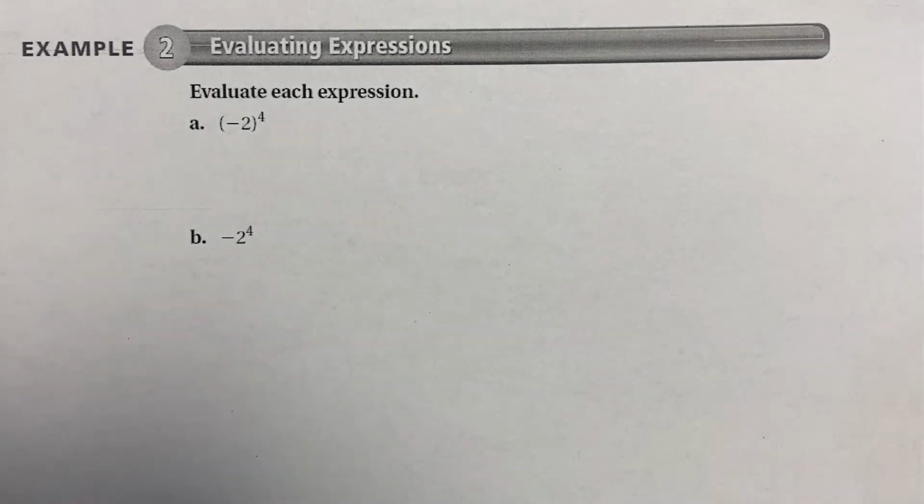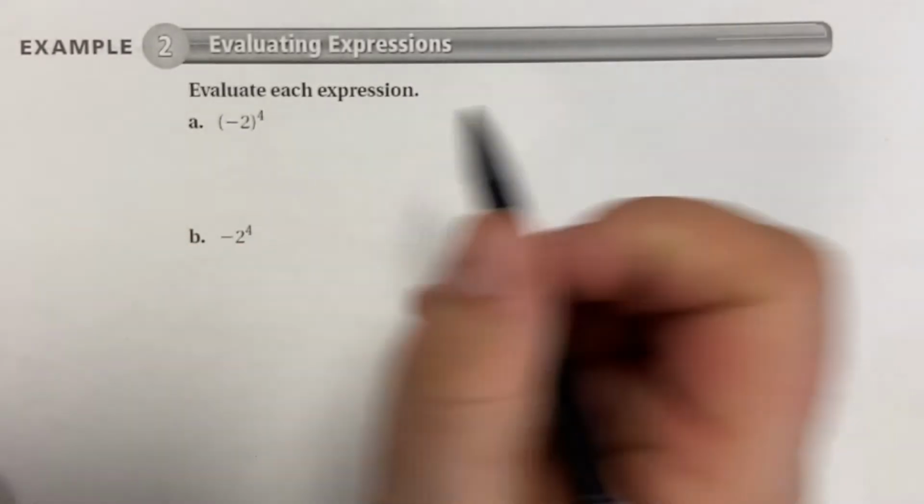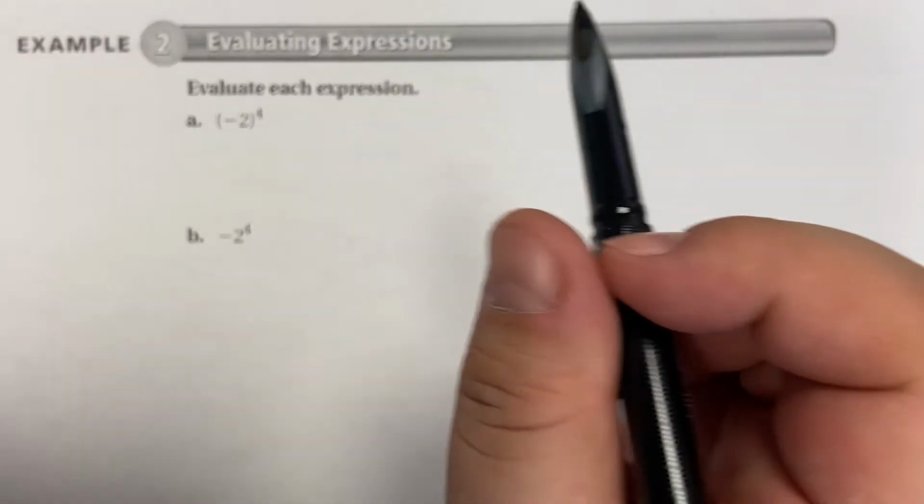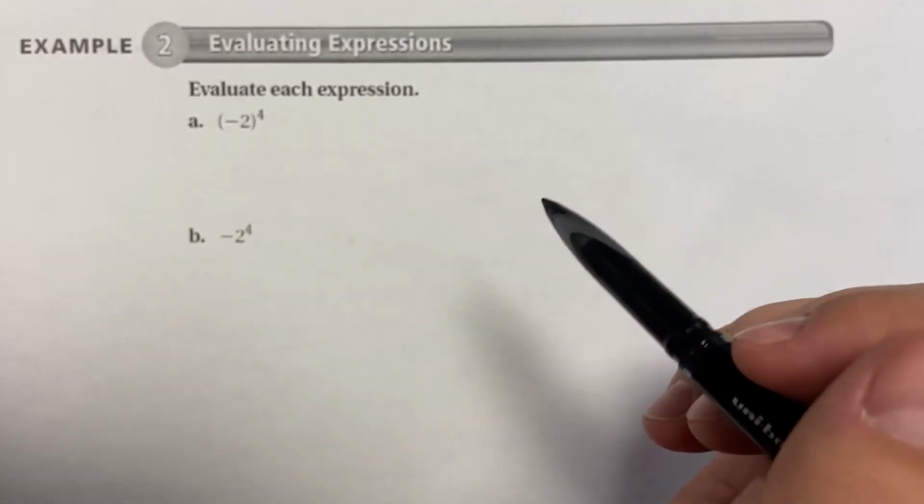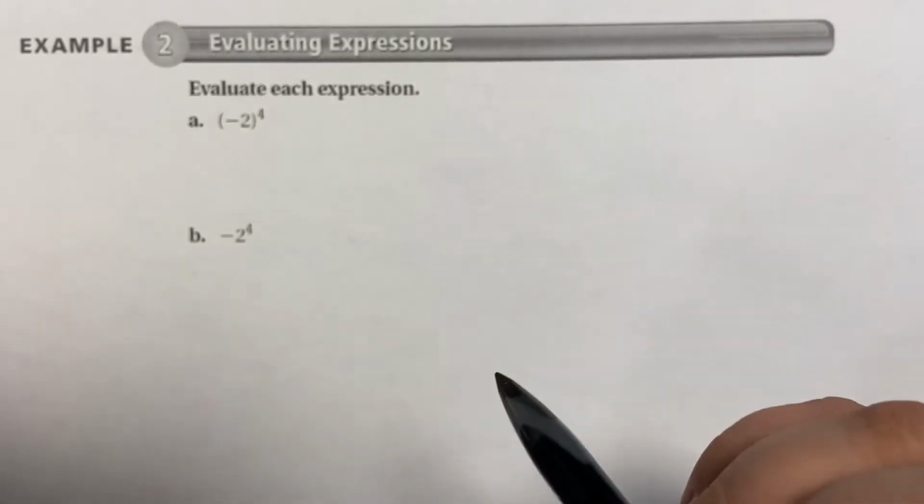So we have what looks like, or could be considered, the same problem. We have negative 2 to the fourth, and we actually have negative 2 to the fourth. The difference is so slight you might have missed it. So let me say it again. We have negative 2 to the fourth, and we have negative 2 to the fourth. So the question is, which one do you think is which? Which one do you think is negative 2 to the fourth, and which one do you think is negative 2 to the fourth?